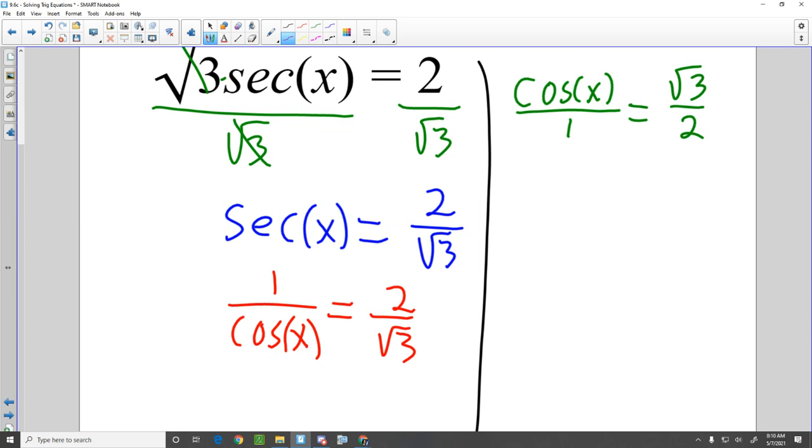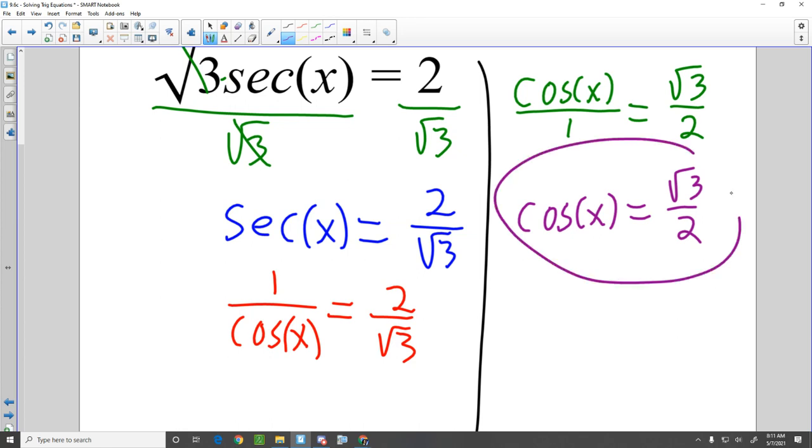Now dividing by 1 doesn't change anything. So in essence, I'm looking for this. Where's the cosine equal to root 3 over 2? So with reciprocals, if you take the reciprocal of one side of a fraction, you have to take the reciprocal of the other side of that fraction, and it's still equivalent. So we have to remember what these reciprocal trig functions are.